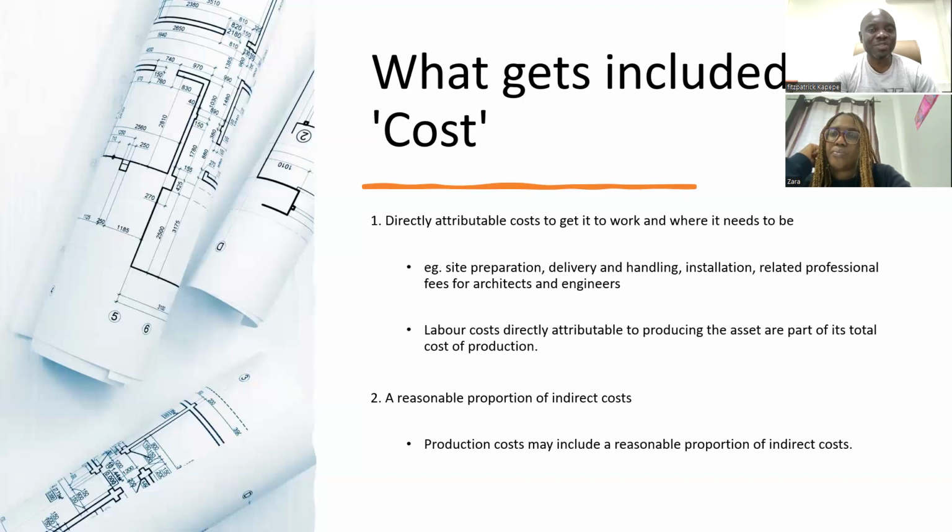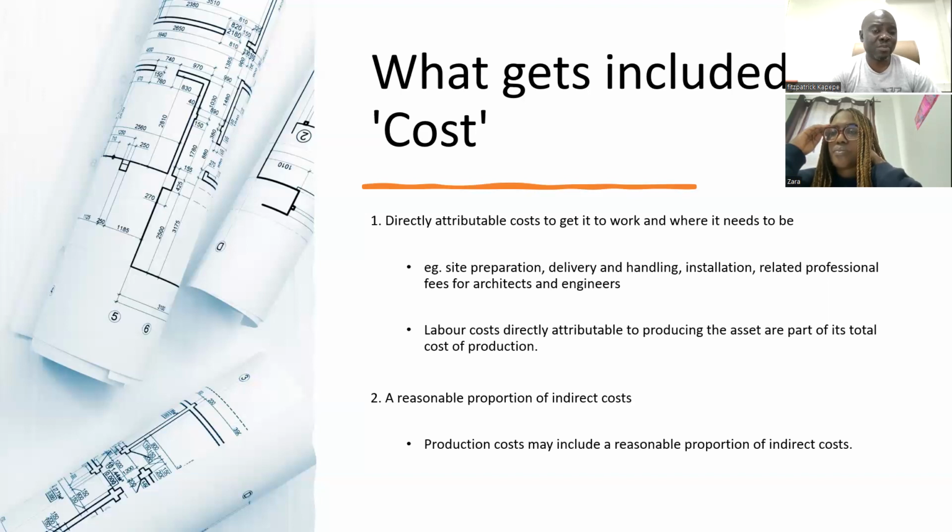These may include site preparation, delivery and handling, installation, and professional fees for architects and engineers. Those are direct costs. You may also have labor costs that are directly attributable to producing that particular asset, in this case a building, as part of its total cost of production. So you have these directly attributable costs.